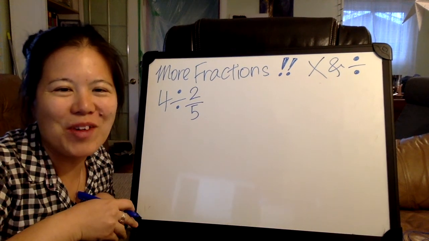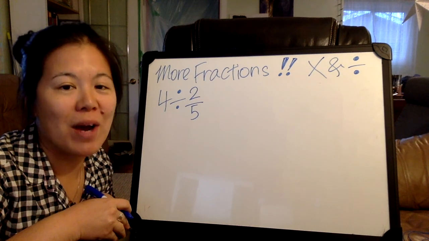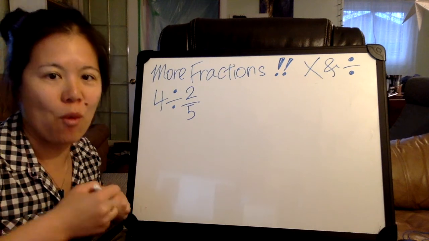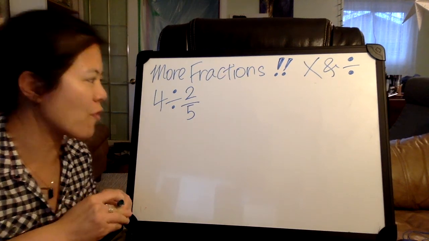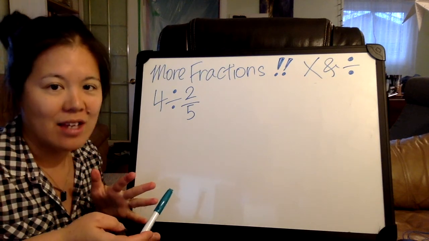Hi there. We are moving on to division. So we are looking at 4 divided by 2/5. With divisions, it is very important to know what we are actually trying to solve. So we have to read this equation in a particular way. So what does that mean?